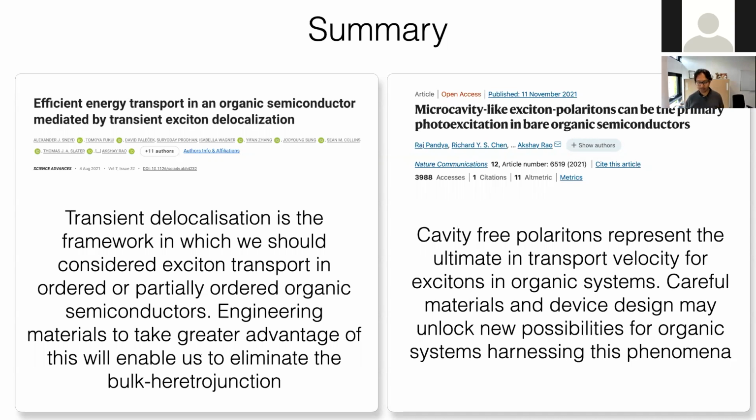And here we need to think about new device designs to take advantage of this photon-exciton coupling, to really build a new generation of optical and electronic devices. And with that, thank you very much. I'll be happy to take any questions.